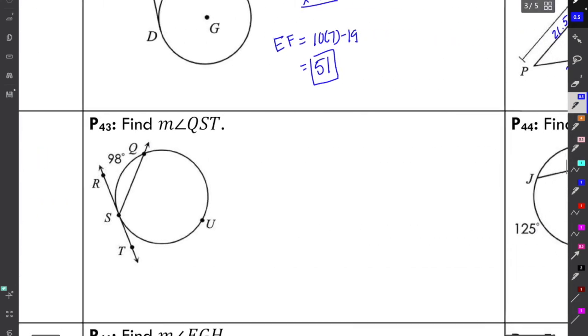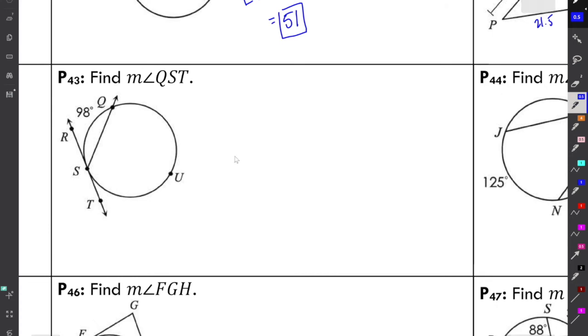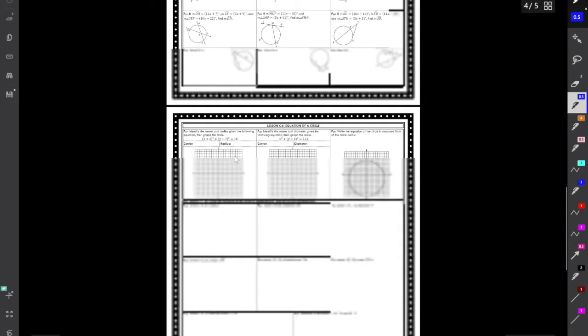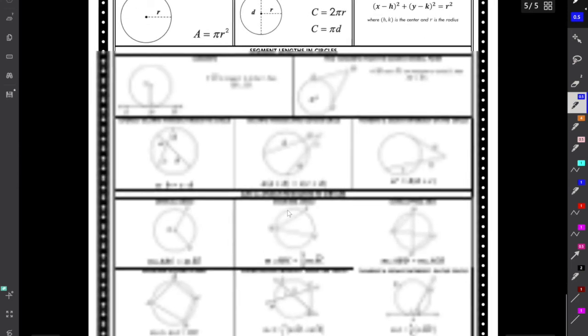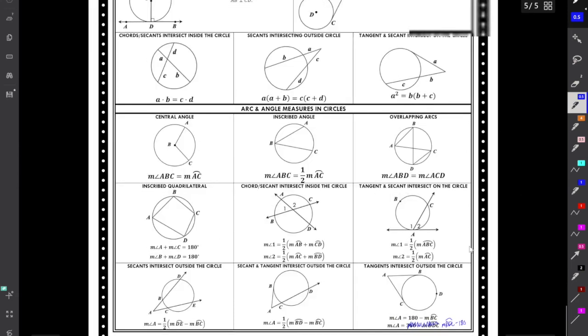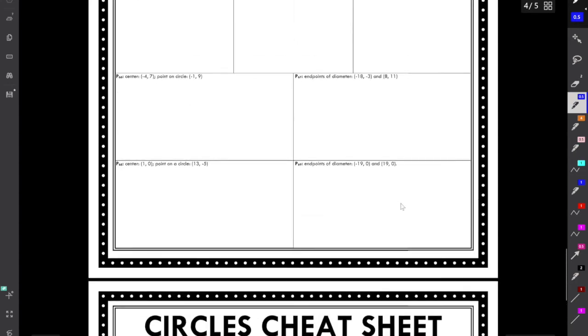Number 43. Find the measure of angle QST. That's this angle right here, okay? So remember, looking back at my cheat sheet again, we have a tangent and a secant intersecting on the circle. Looks kind of similar to this one. So to get the angle measure, it's half of its intercepted arc, okay? So let's see what we have.